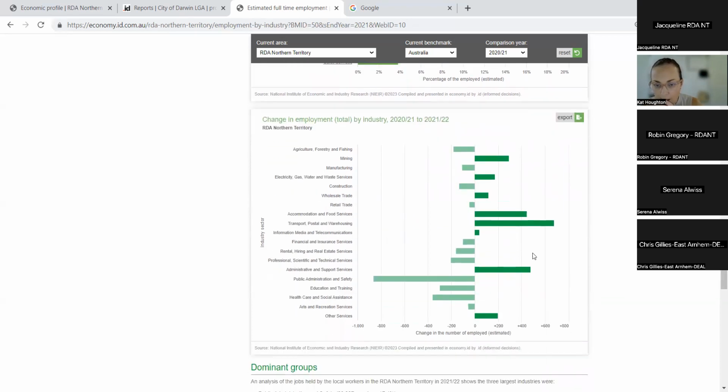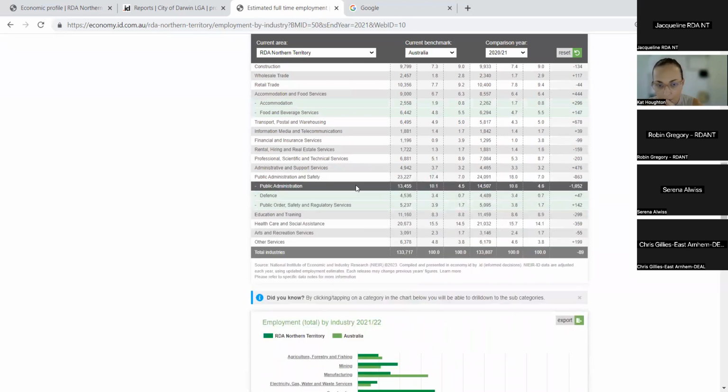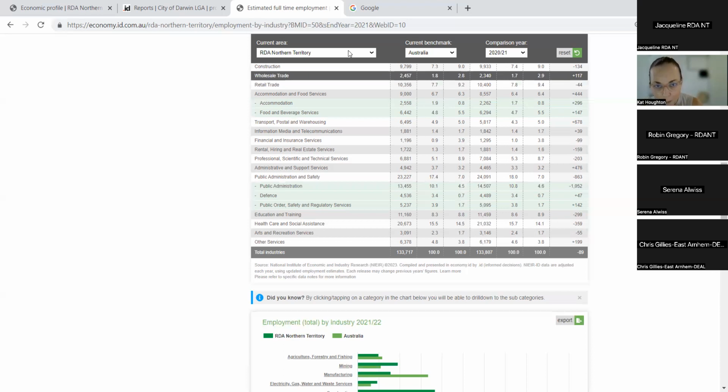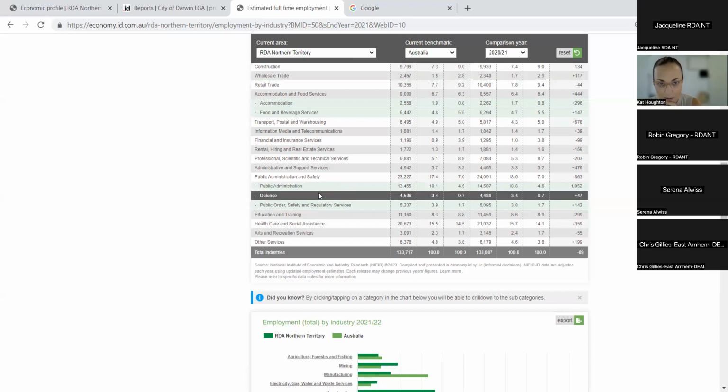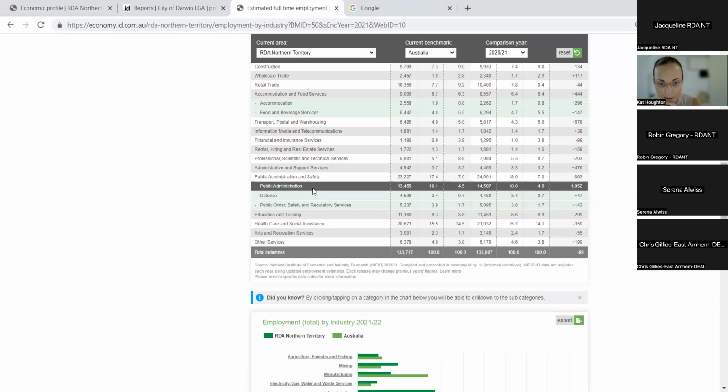Then we move down here and we can see this fall away in our public admin and safety over a year's period. Let's have a look at what that is. Public administration. So perhaps there's been a downsizing of the NT government. Can anyone confirm or deny that? Or within councils? Defence is up and public order, safety and regulatory services is up. So we can see there's been a big decline in public admin in that area.